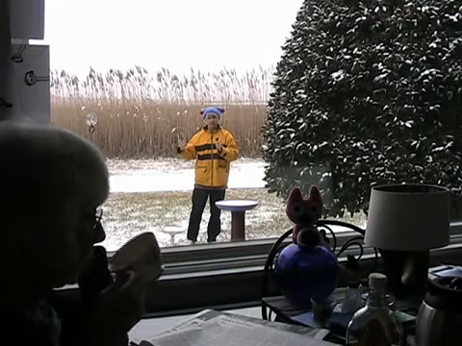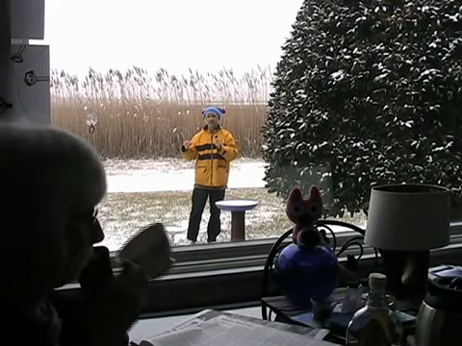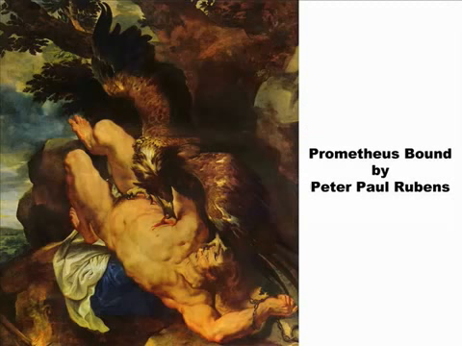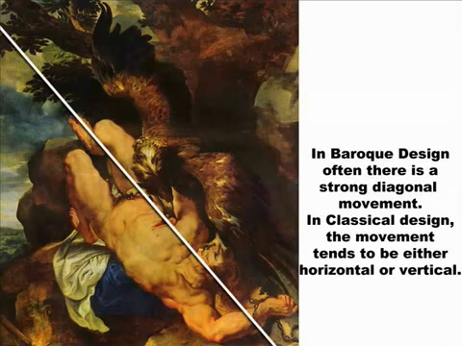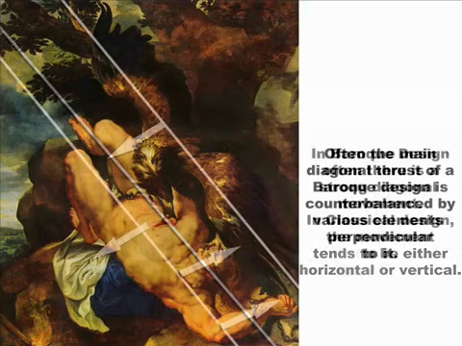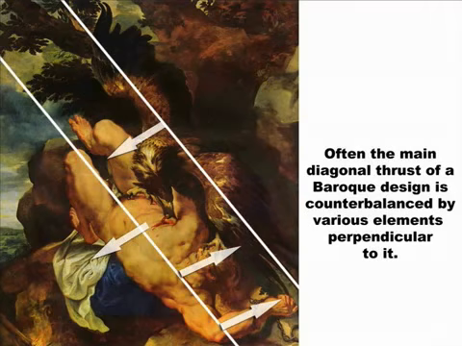The Baroque period in art history was around the 17th century, and a great example of Baroque design is Peter Paul Rubens' painting of Prometheus, lying in agony as a great raptor eats his liver. Notice that a vertical line down the center reveals two sides that are very different but asymmetrically balanced. The overall visual thrust is clearly diagonal. Often there are visual elements that play off perpendicularly against the main diagonal.